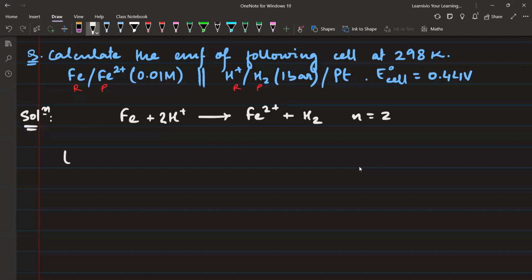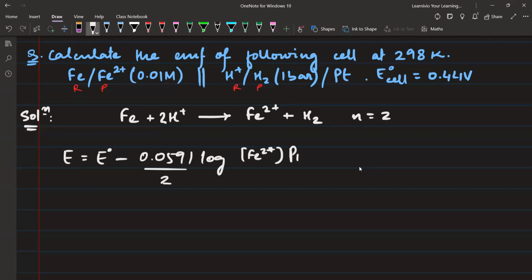Now we can write E is equal to E naught minus 0.0591 divided by 2 log of the concentration of product. What is in the product? The concentration of Fe2 positive multiplied by the pressure of H2, divided by the concentration of Fe multiplied by the concentration of H plus to the power 1. The concentration of H plus is not given, write it as 1 molar. The concentration of H plus to the power 2, because here we have stoichiometric coefficient 2.